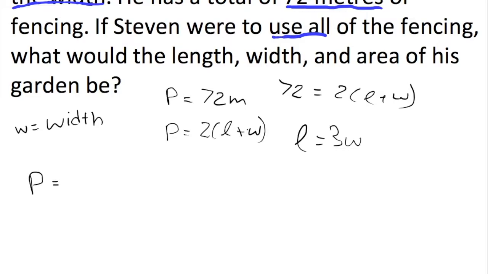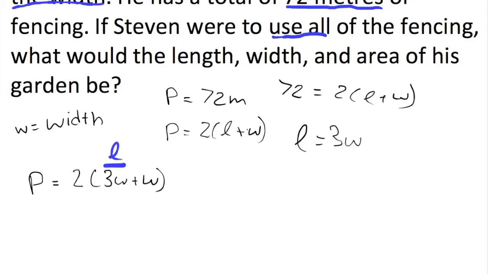Now that we know that L is 3 times the width, we can say the perimeter, which is 2 times (L plus W), is equal to 2 times (3W plus W), since the length is 3W in this case. Now we have the perimeter in terms of only one variable. We can sub in the perimeter for 72 and solve for the width.